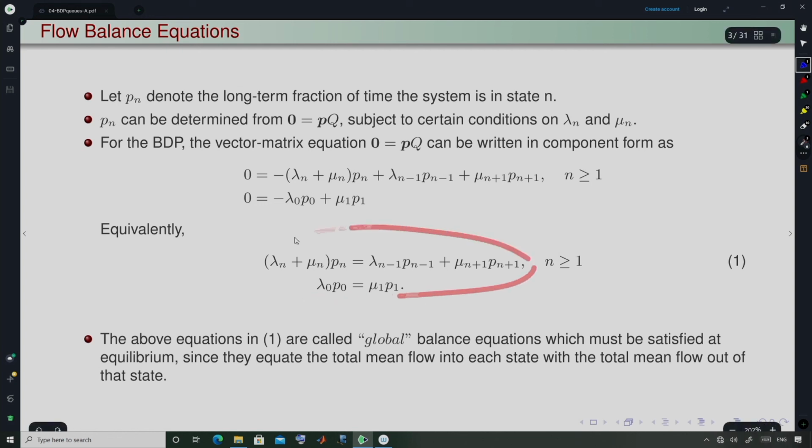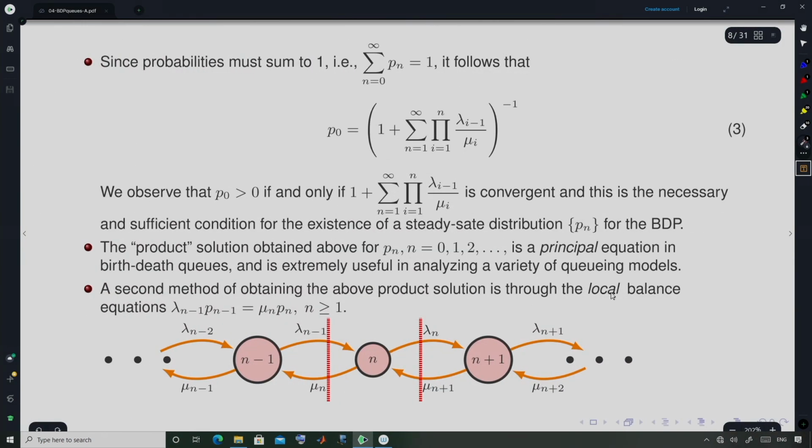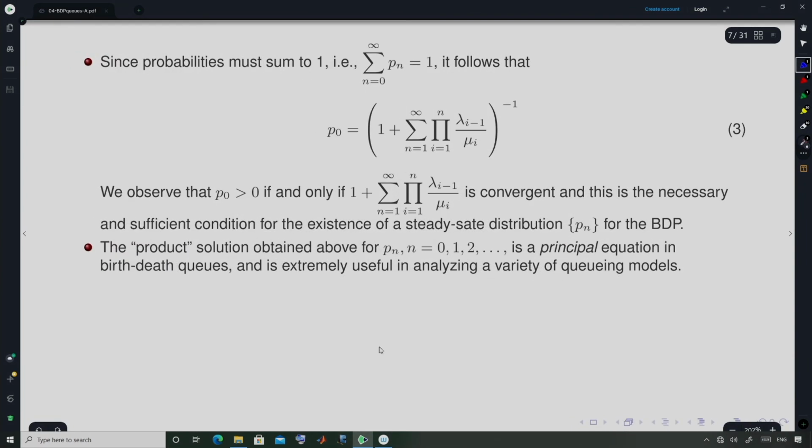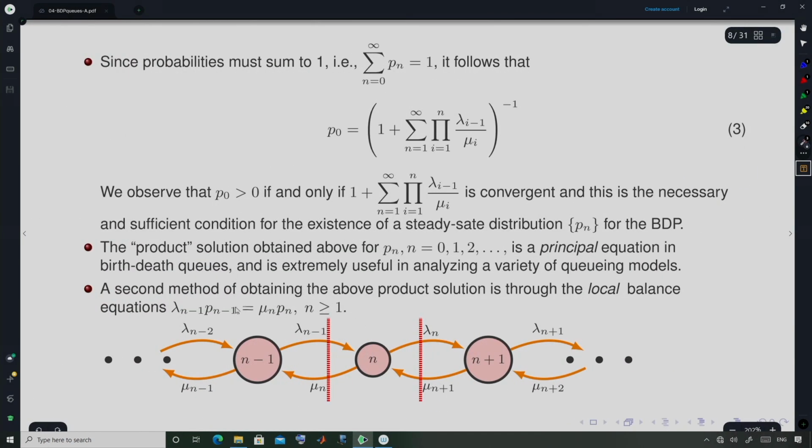So, basically from this you get the equation which we call the local balance equation, and that is what this equation is. Now, from here you can easily see Pn is equal to lambda n minus 1 by mu n times Pn minus 1, and you iterate it and you get this expression. And this is what we call the local balance equation. Now, what is this local balance equation?